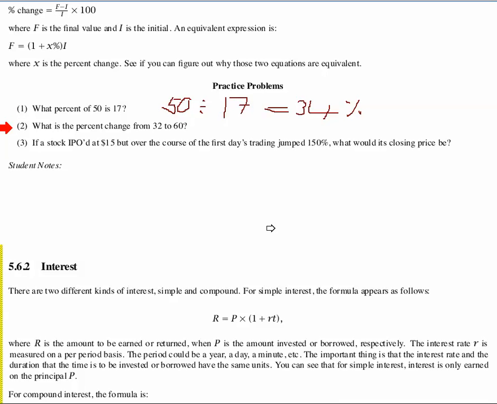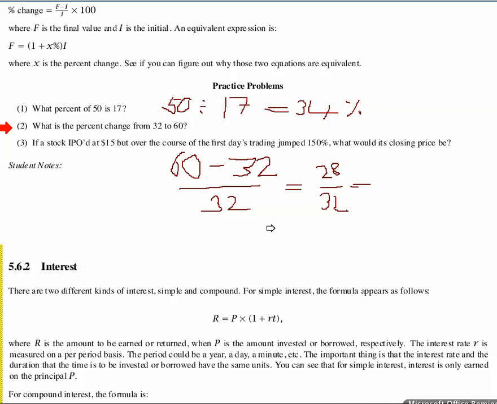Remembering that the formula is new minus old divided by old. Okay, so far so good. 7/8 is certainly the answer. Can you convert 7/8 into a percentage? Remembering our decimal equivalents.